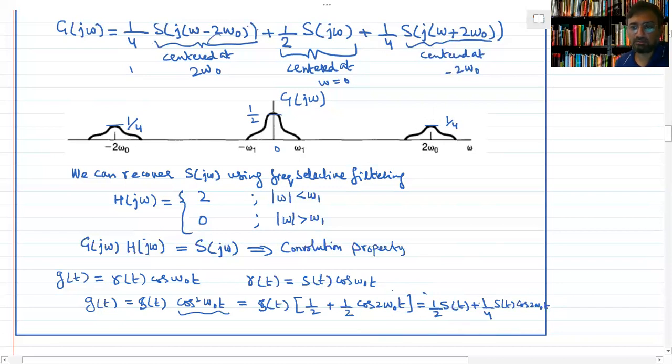And this thing will again lead us to the same frequency spectrum. Here we can see the 1/2 Sj omega term, and from the second term, this is the multiplication of St with cos 2 omega naught t, and cos 2 omega naught t comprises two impulses located at 2 omega naught and minus 2 omega naught that will produce these copies, this one and this one.